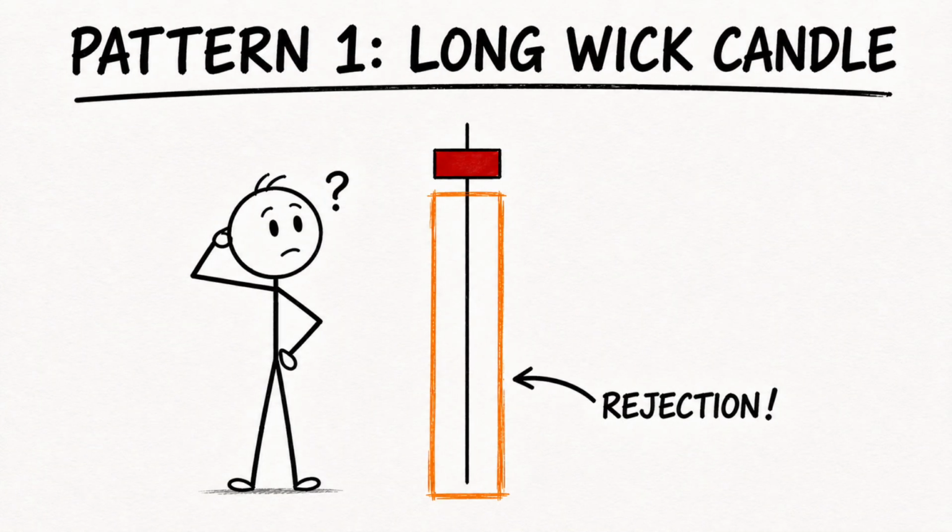Pattern number 1, long wick candle. Now ask yourself a question. When you see very long tails, wicks, going up or down on the chart, what actually happened there? Most beginner traders look at this and think, oh, the market fell, so this must be bearish. Wrong. That is your biggest mistake. A long wick simply means one thing, rejection.